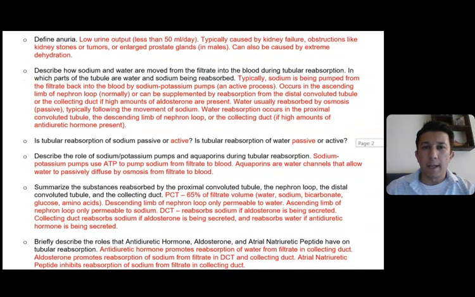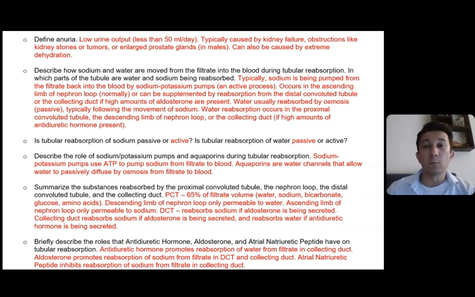We'll look at a condition called anuria just really briefly. Anuria basically means little to no urine output. So anything less than 50 milliliters of urine output per day is our definition of anuria. Typically it's caused by kidney failure or obstructions. So kidney stones can obstruct the flow of urine from the kidney through the ureters, or from the ureters to the urethra, that kind of thing.